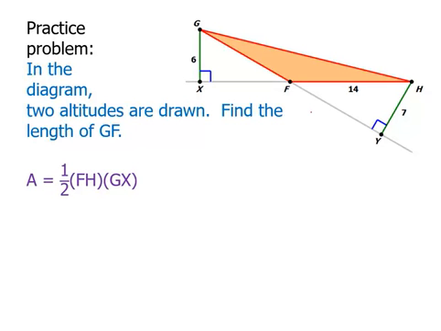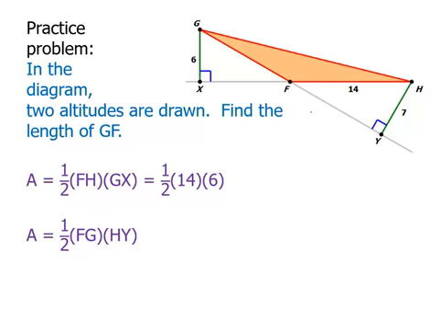First of all, we could figure out the area using FH as the base and GX as the height. And we have numbers for both of those. So this is going to be 1/2 times 14 times 6. I'm just going to leave that in unmultiplied form for a moment. But notice I could also find it in a completely different way using the other altitude and the other base. So now I'm going to use the base GF and the altitude HY.